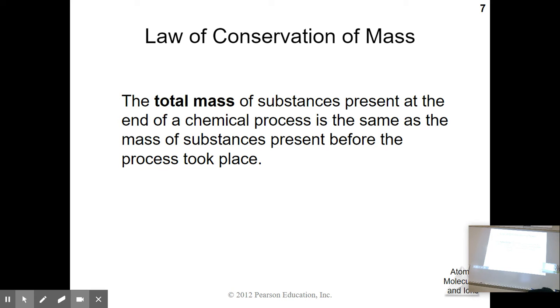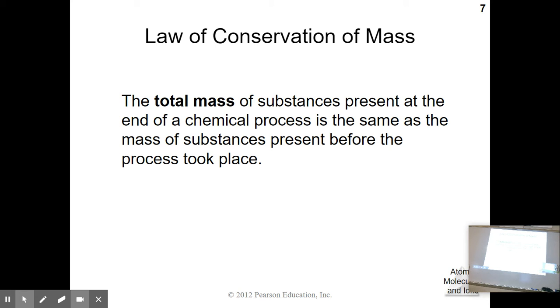Then once we start talking about Dalton's, we talk about the law of conservation of mass. Basically, it states that the total mass of substances present at the end of a chemical process is the same as the mass of substances present before the process took place. So the total mass of substances that you had in the beginning is going to endure a chemical process. But after that chemical process, the same total mass has to be present, has to exist. Okay? You have to have in the end what you had in the beginning.